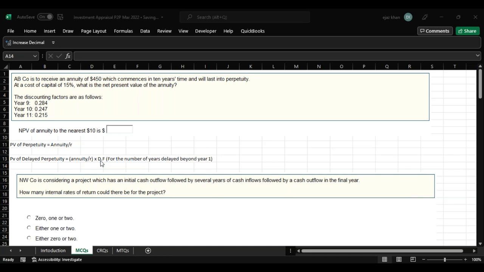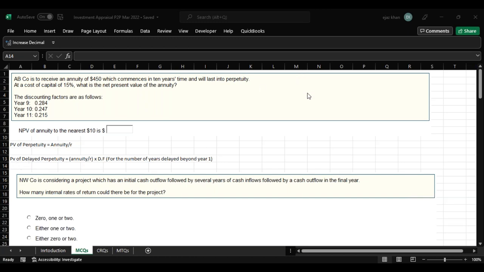Usually we are supposed to receive after the end of the first year. But if we are being told that the first payment will be received in 3 years' time, that means there is a delay of 2 years, because it was supposed to be received in 1 year's time. And instead of getting it after 1 year, we are getting it after 3 years, which means there is a delay of 2 years. So we'll pick 2 years discount factor and multiply it with this formula. And in that case, we will get the present value of delayed perpetuity.